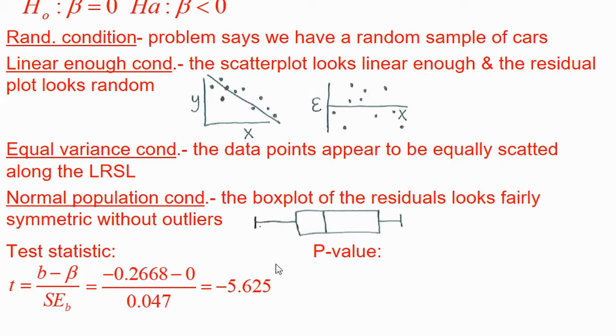So for the 4th condition, it says the normal population condition. The box plot of the residuals looks fairly symmetrical with no outliers. So I'm just going to go with it and sketch a picture. Obviously, this would be easier if it was a free response, because you can show your work and explain, I feel like this is symmetrical. And that's how you check the conditions for a linear regression test or a linear regression interval.